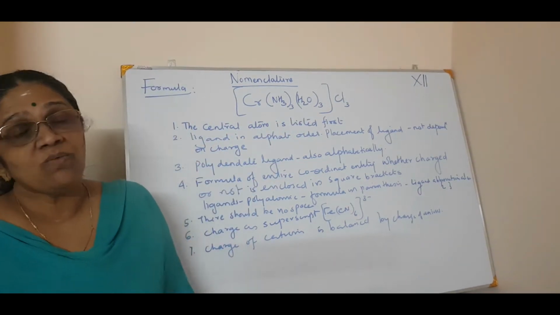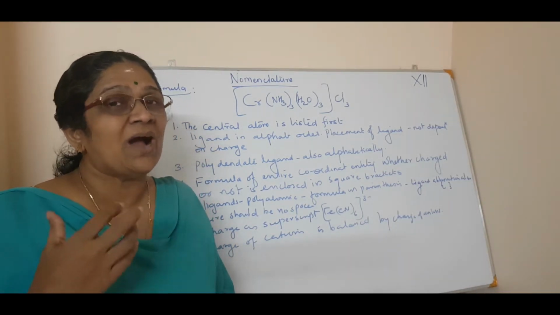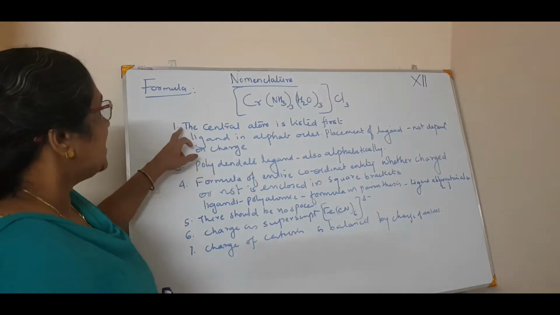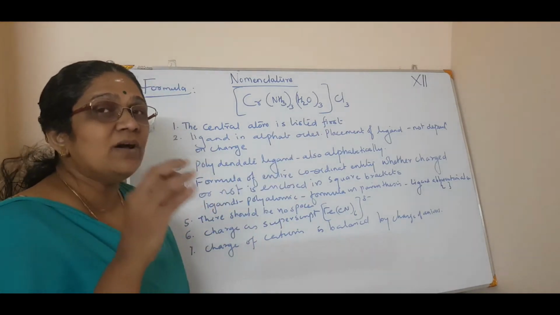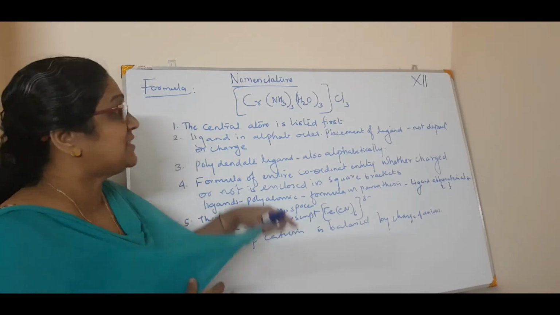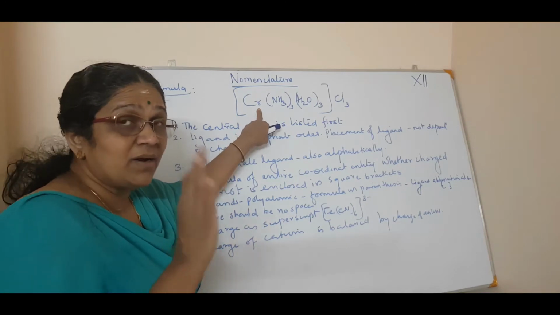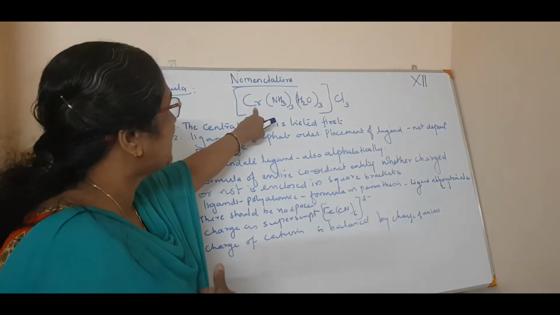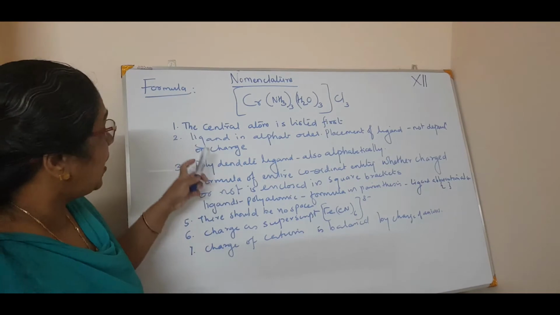Isn't it? So now we will see what steps or rules you have to take care of while writing a formula. Clear? Okay. First one is the central atom is listed first. So while writing the formula of a coordination compound, you have to write the central atom first. See, chromium. It is not the naming, just the formula. Naming is entirely different. So the formula must start with Cr. Correct?